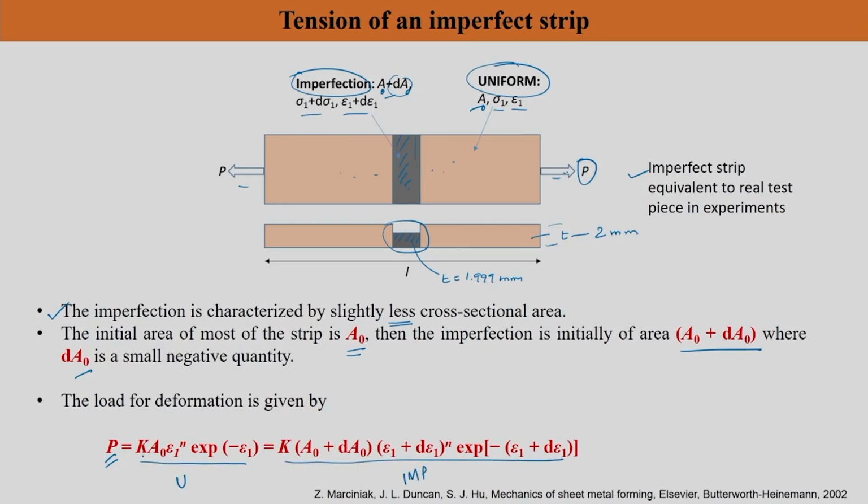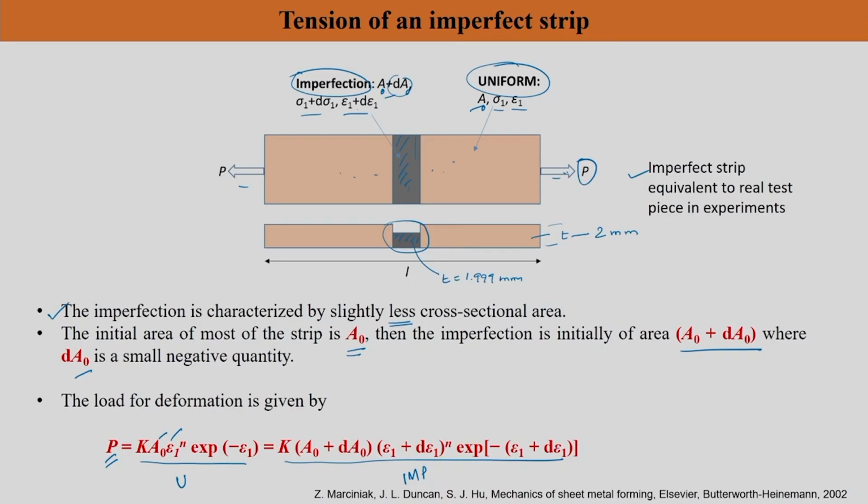The same equation which we wrote before, sigma 1 into your A. Then you can rewrite this as K A naught epsilon 1 power n exponential minus epsilon 1 is equal to K, and instead of A naught you are going to refer A naught plus dA naught. Instead of epsilon 1, there will be some slight increment in strain, epsilon 1 plus d epsilon 1, power n, exponential minus of epsilon 1 plus d epsilon 1.